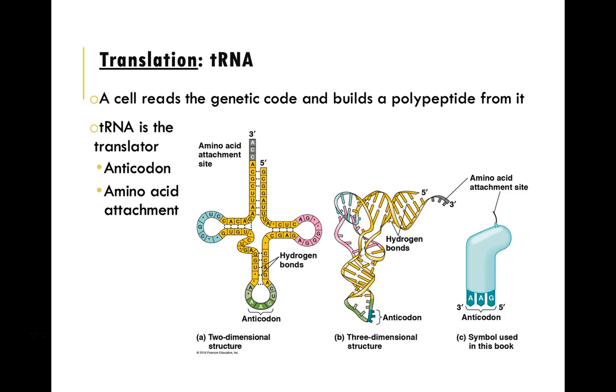This image shows three ways that the transfer RNA is drawn. Our book is mostly going to use the right-hand side symbol, which is just sort of a modified cartoon RNA molecule, just because it's easier to see what's going on. So you can see that anticodon at the bottom, that's going to be complementary to our messenger RNA, and then the amino acid attachment site on the other end, which is where the specific amino acid is going to come in to the whole system.